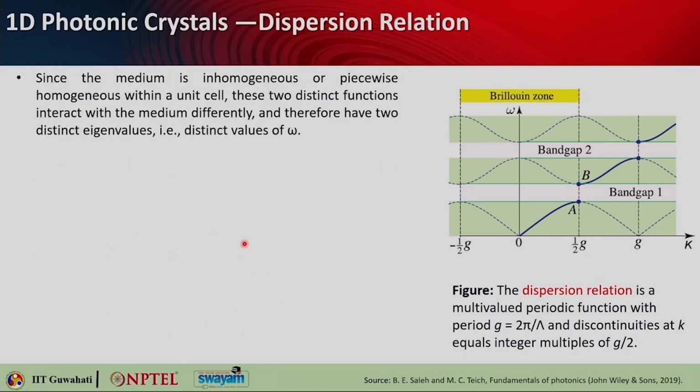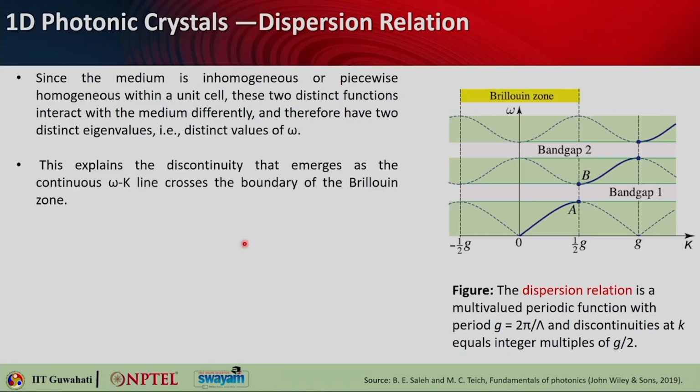Now, since the medium is inhomogeneous, or you can say piecewise homogeneous within a unit cell, the two distinct functions interact with the medium differently, and therefore you have two different eigenvalues or distinct values of omega. That is what I was saying, that it is only possible if these two modes have different frequencies, and that explains the discontinuity that emerges from the continuous omega-k line across the boundary of the Brillouin zone.